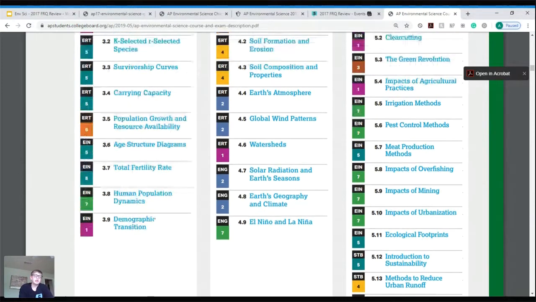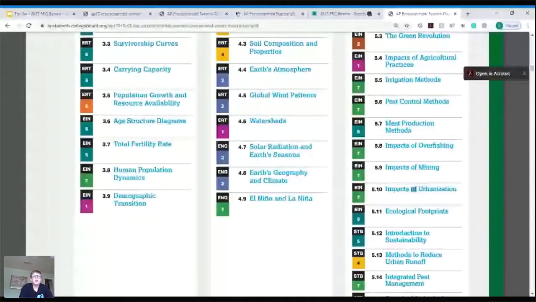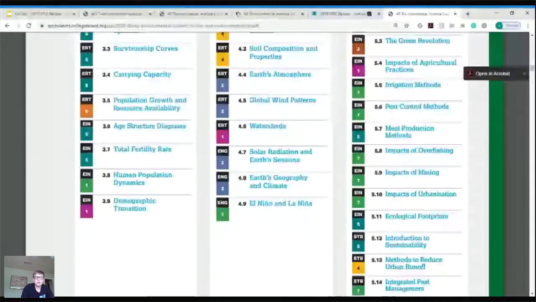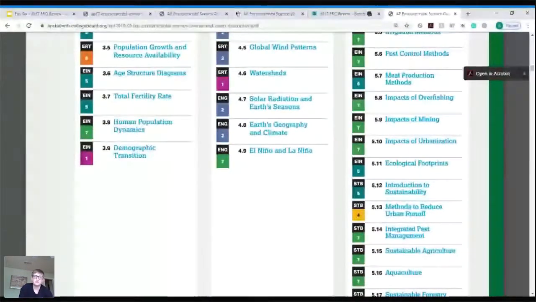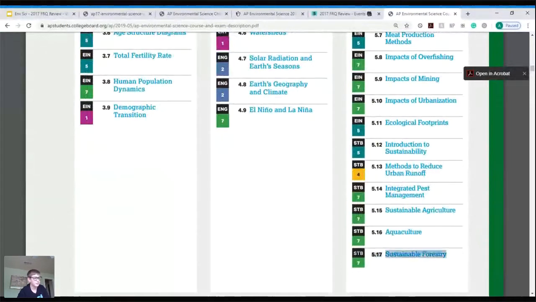Impacts of urbanization. Urbanization could really connect to a human population FRQ. So just know, if any of you guys have taken human geography before, you definitely know some things about human population and then urbanization. And down here we have integrated pest management again, which is, again, the agriculture pesticides practices. Then you have sustainable agriculture, aquaculture, like I already said, and then forestry.